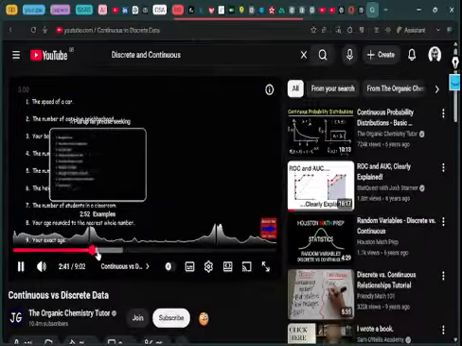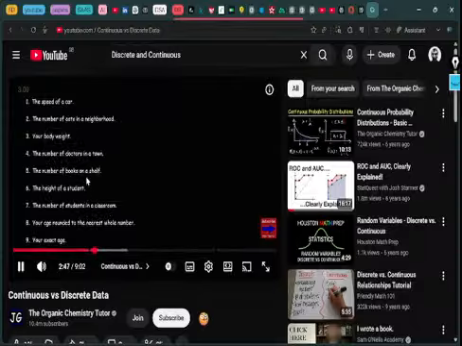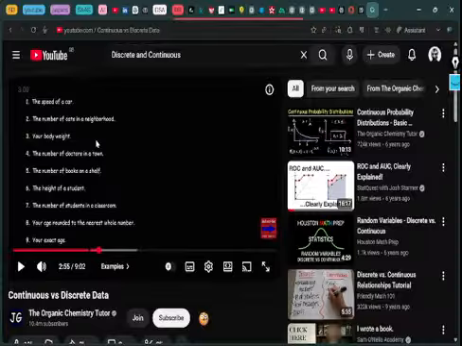Now what we're going to do is go over some examples. So for each of these situations, would you say it represents a continuous set of data or a discrete set of data? Let's start with number 1, the speed of a car. Would that be continuous or discrete?